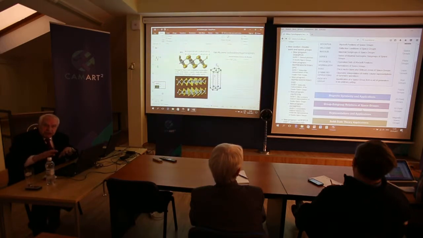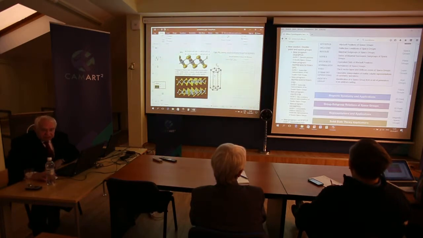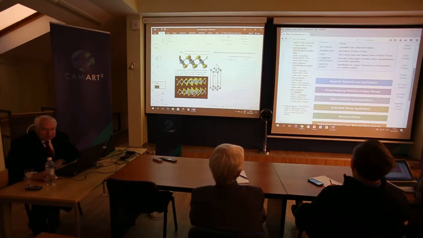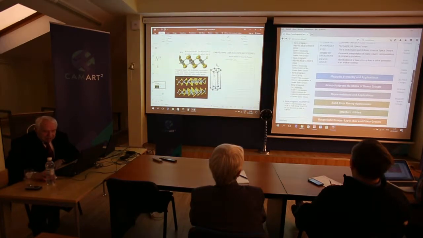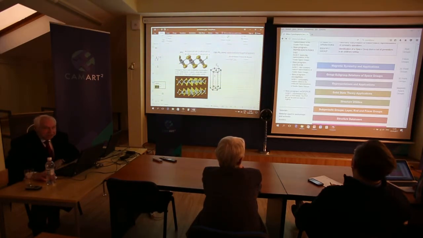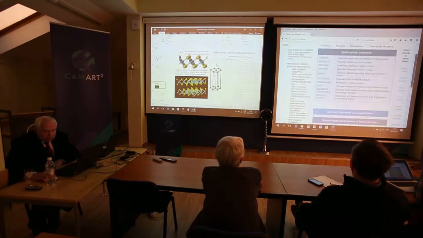Group-subgroup relations, which are important when you consider, for example, some phase transitions. Very difficult point, representations of space groups, and some other applications. And as I already told you, there are sub-periodic groups, 2D and 1D. 2D, these are layer groups, and 1D are rod groups. And frieze groups, these are groups of 1D in one dimension. But let's return to space groups.